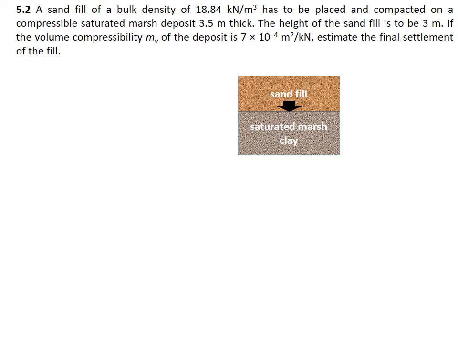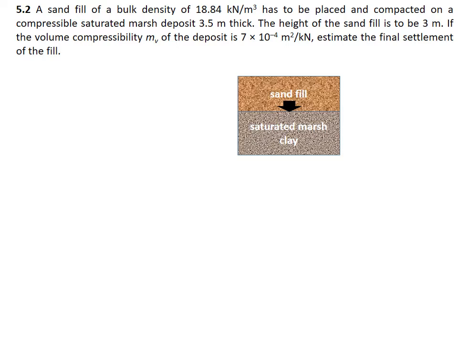So as you can see in the figure, we have a marsh clay below and we are supposed to compact a sand fill of a density 18.84. So after the sand is compacted on the clay, that whole sand fill will act as a stress on the clay, and hence the clay will start settling.